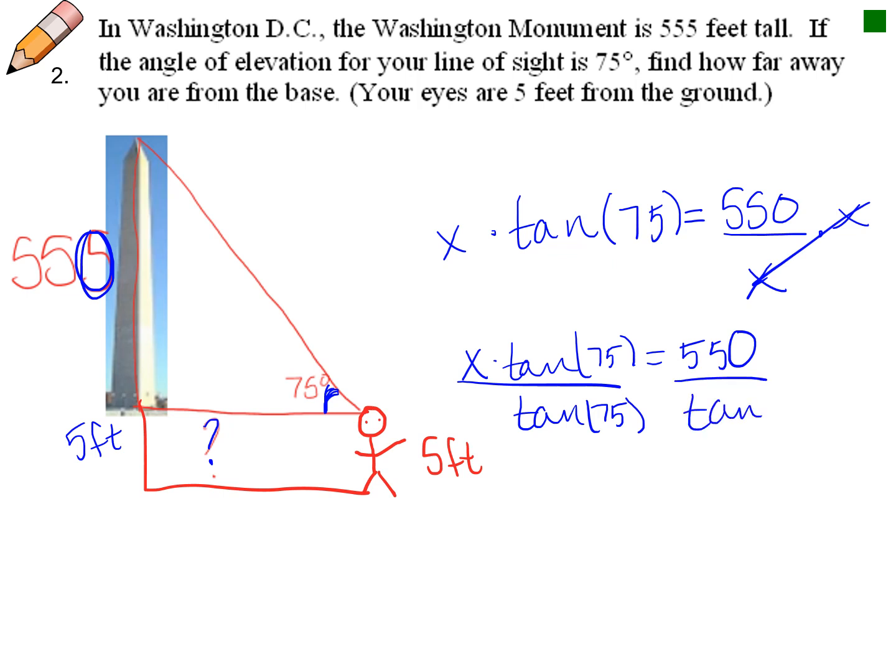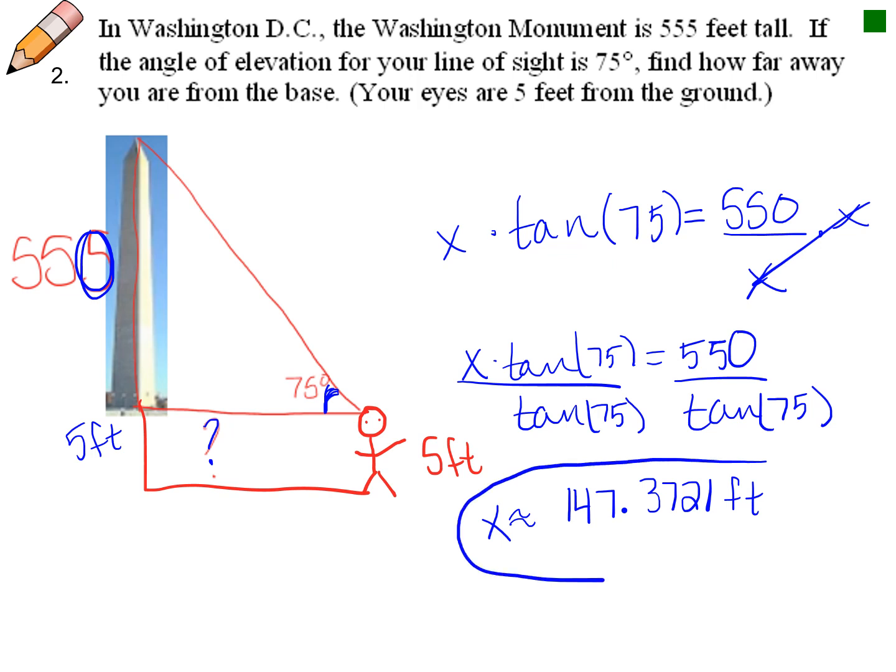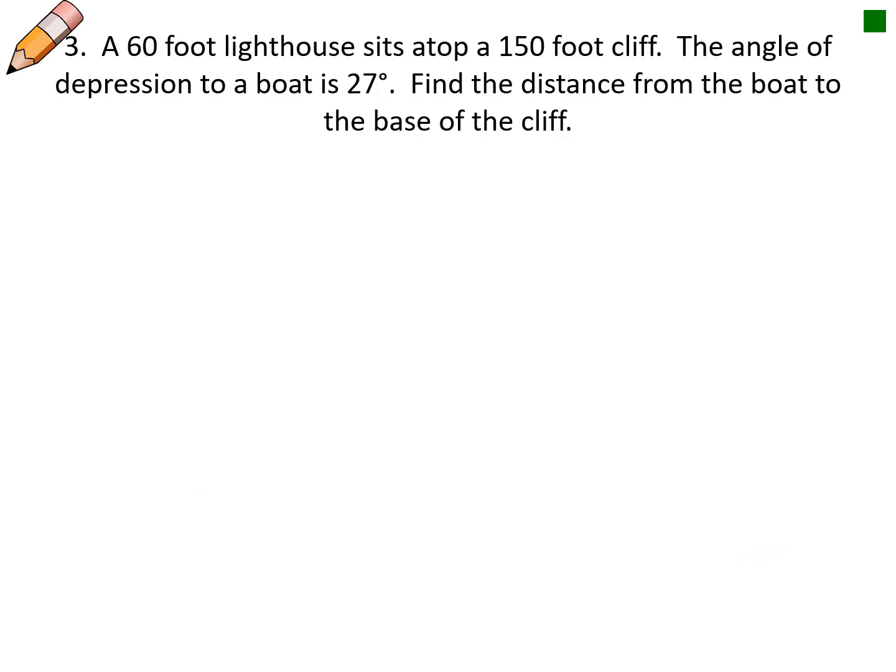And that's what we're going to plug into our calculators. 550 divided by tangent of 75, we are approximately 147.3721 feet away from the base of the monument. And that is my answer.